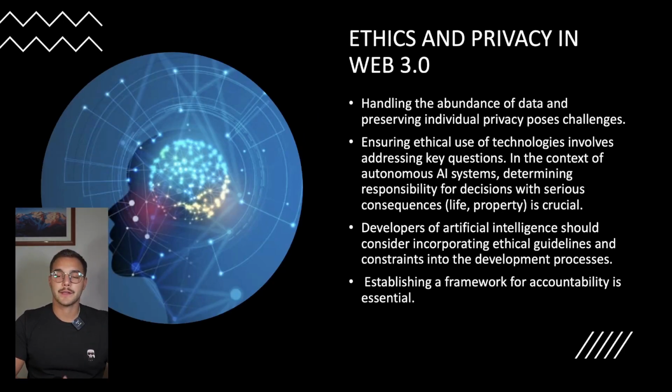The next topic is ethics and privacy in Web 3. The first challenge is possessing all the data and all the information about the users. Ensuring ethical use of technology involves addressing key questions, determining the responsibility of AI in those systems and the responsibility of humans. Developers of artificial intelligence should consider incorporating ethical guidelines and constraints into the development process. The most essential thing in Web 3 is establishing a framework of accountability.